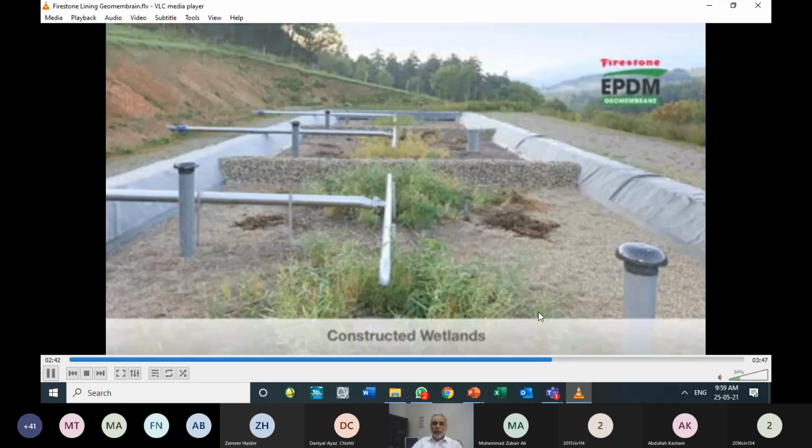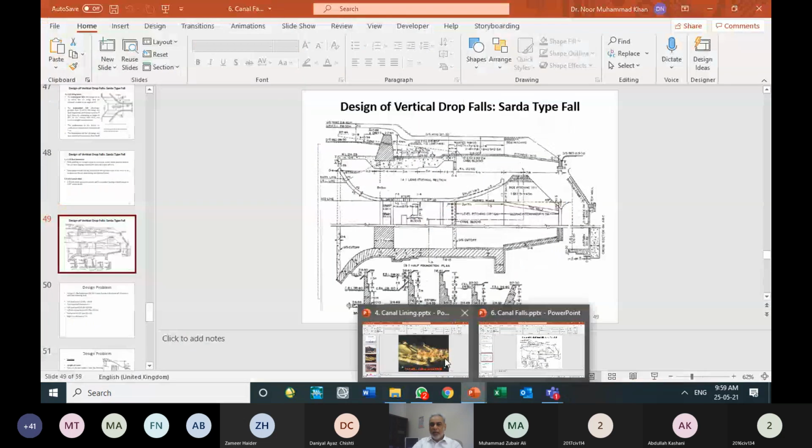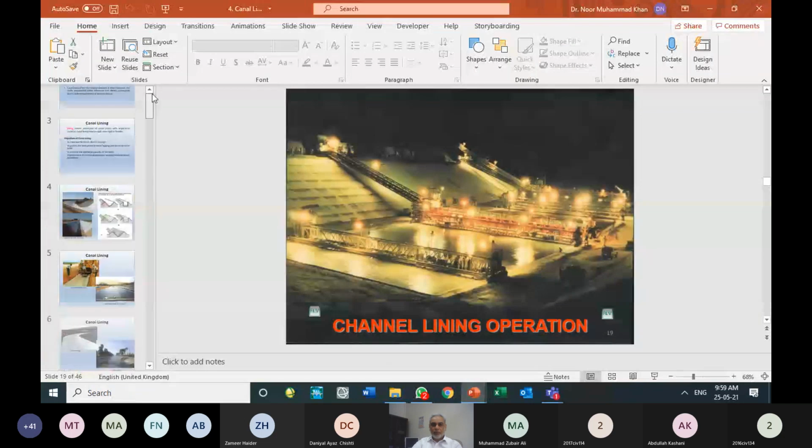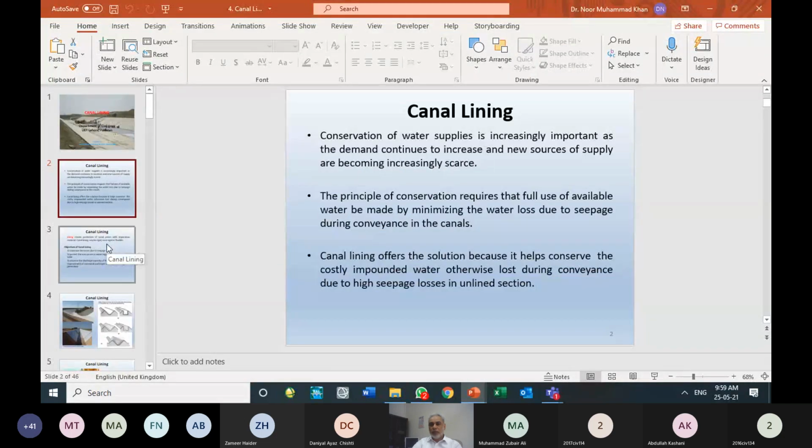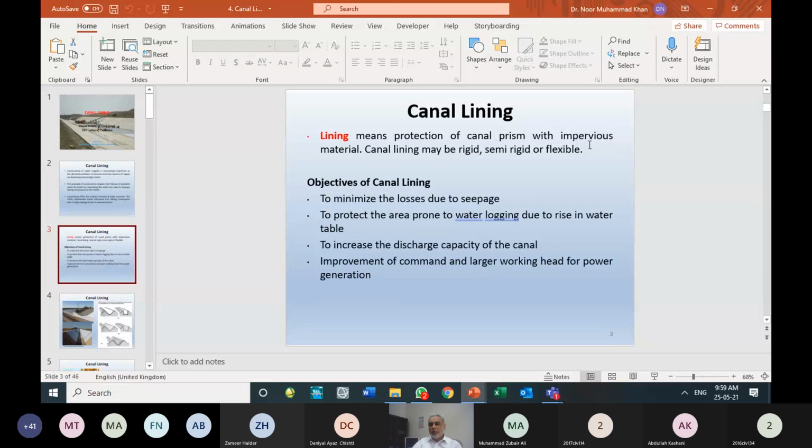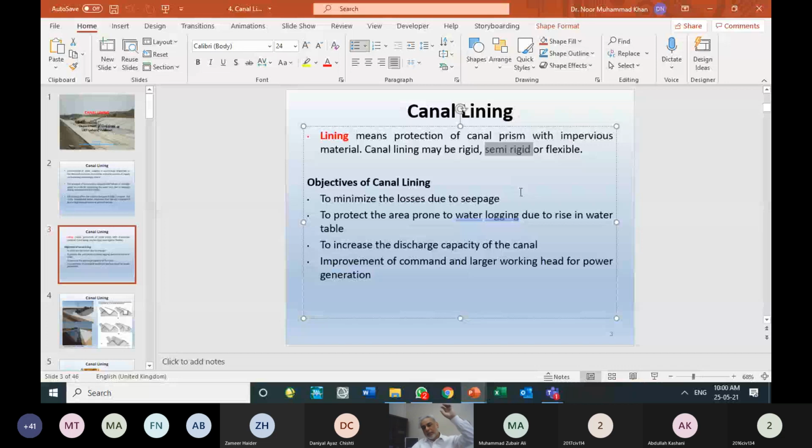So to give you a quick review of the lining. Simply, lining is artificial material. Lining is the protection of the canal prism with impervious material, and it can be rigid like concrete. It can be semi-rigid or flexible. Sometimes we use clay puddle. We sometimes use clay lining also. That is the cheapest lining. If it is impervious, then we say this is lining. Purpose of the lining is minimizing of the seepage, avoiding waterlogging, and enhancing the capacity of the canal.